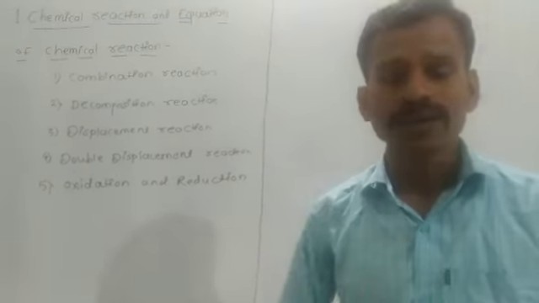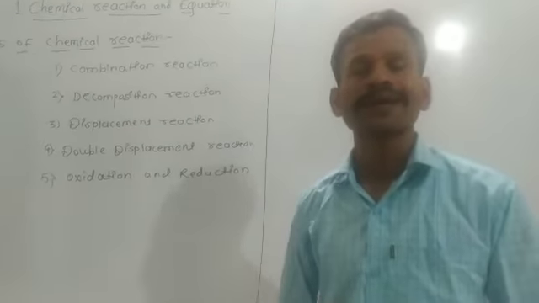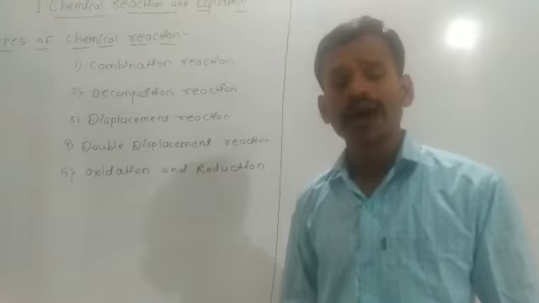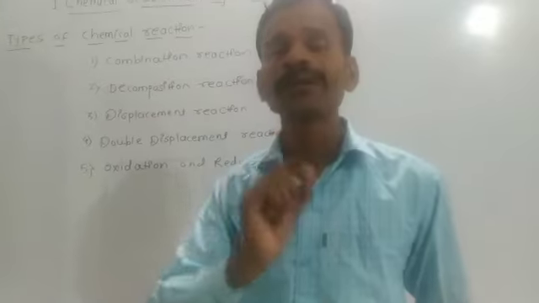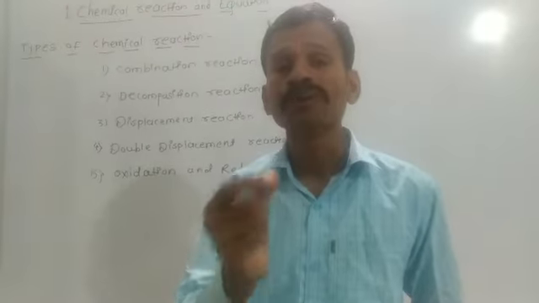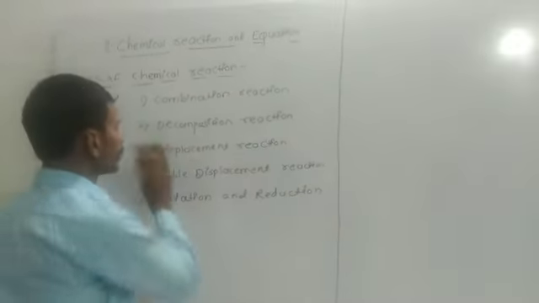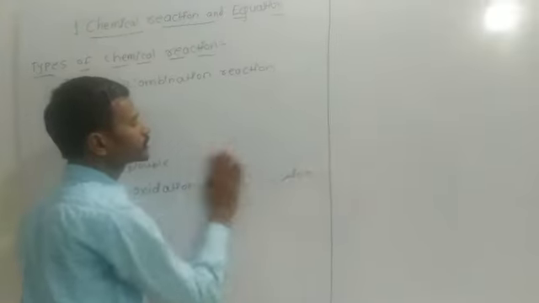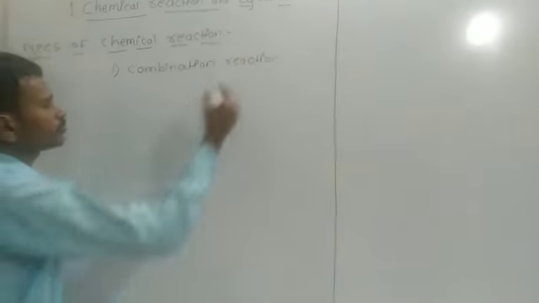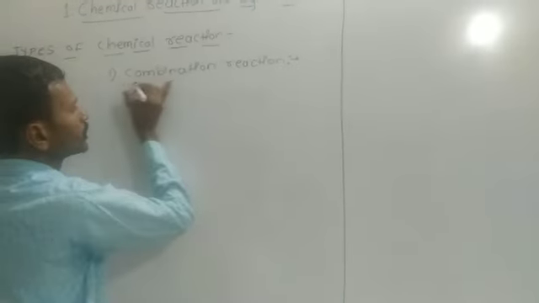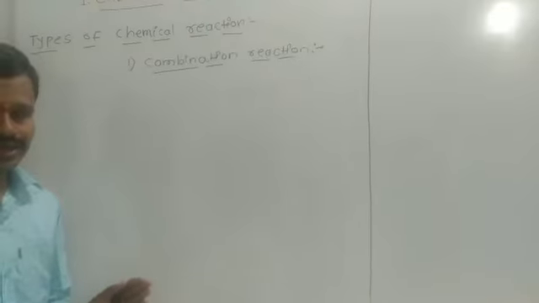Now, dear student, we will study the types of chemical reaction one by one. Out of these 5, the first type of chemical reaction is called the combination reaction. Firstly, we will study the definition of the combination reaction. The definition is very easy.